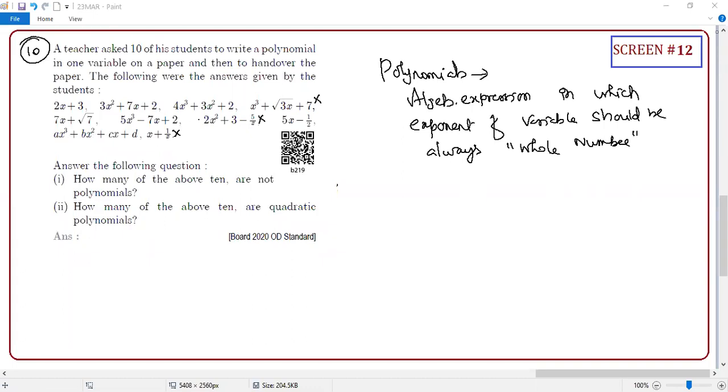7 polynomials. How many of the above 10 are not polynomial? So answer is 3. Correct or not? Now, how many of the above 10 are quadratic polynomial? Quick. How many? Only the second one. Correct or not? Only one. Anyone having a question on this?